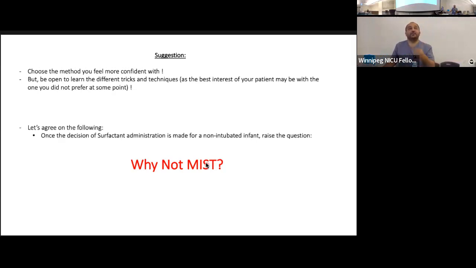And always, before giving surfactant to a spontaneously breathing baby, if you decide about it, ask yourself, and the whole team, the same question: why not MIST? We should have a rationale for why I don't want to give the MIST and I want to go with INSURE. Because we know that the most problematic thing with INSURE, with the doses we are giving for the RSI, is the post-intubation failure to extubate, or let's say delayed extubation, and sometimes even a couple of hours of positive pressure ventilation.